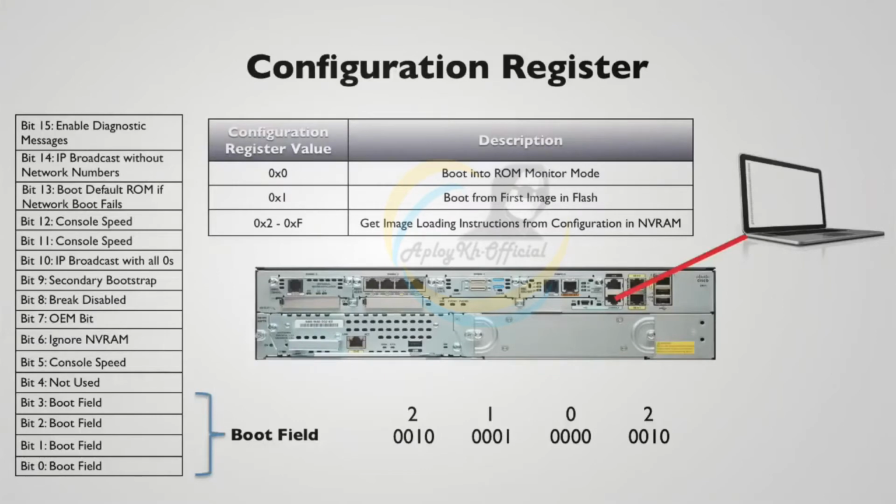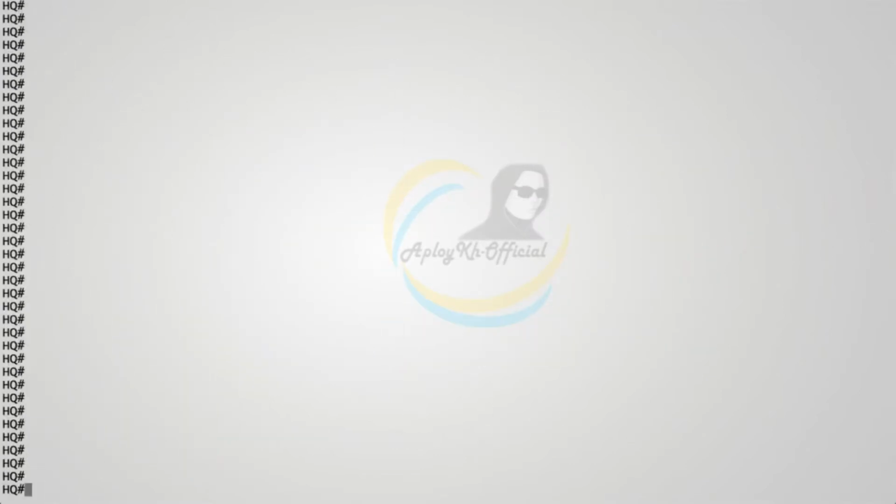Let's see how we can tell what the configuration register value is on a router, how we can change it, how things differ if we change it. Let's go into our router console connection right now and check it out. On a router, we can see what the configuration register value is currently by doing a show version command.